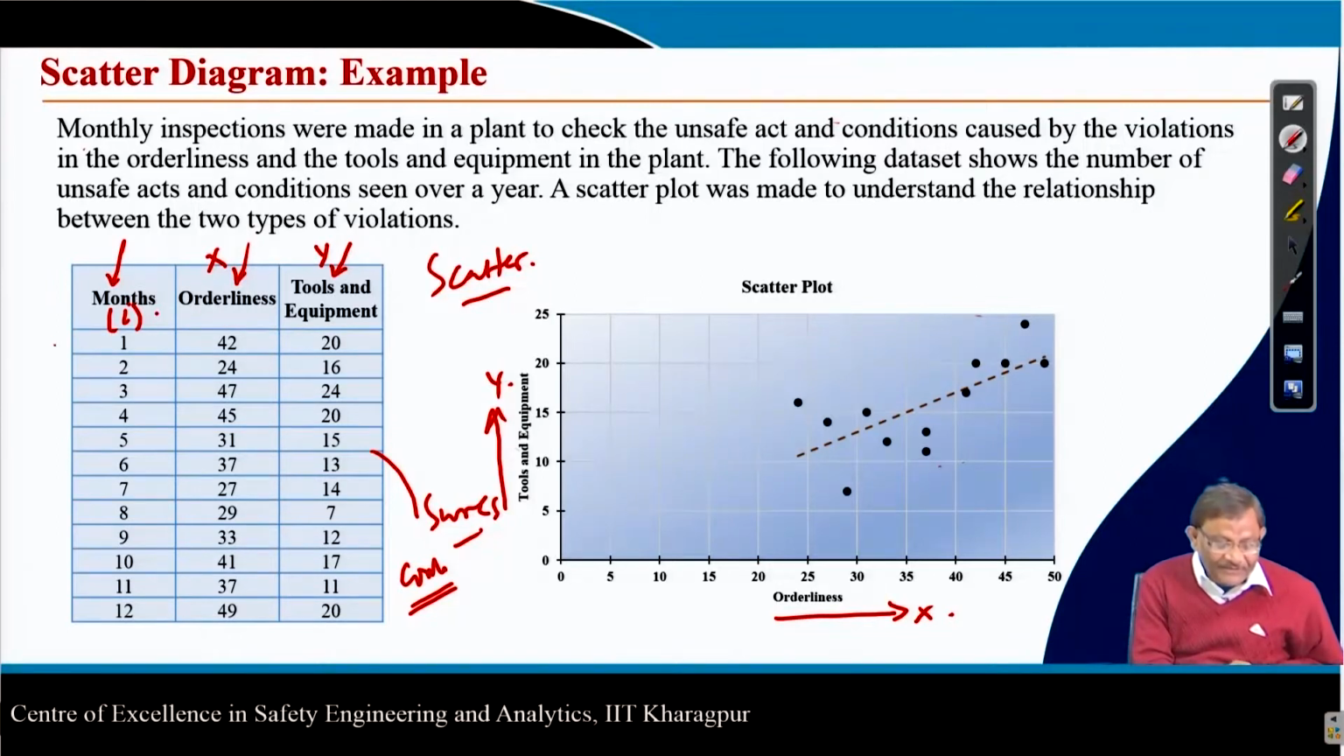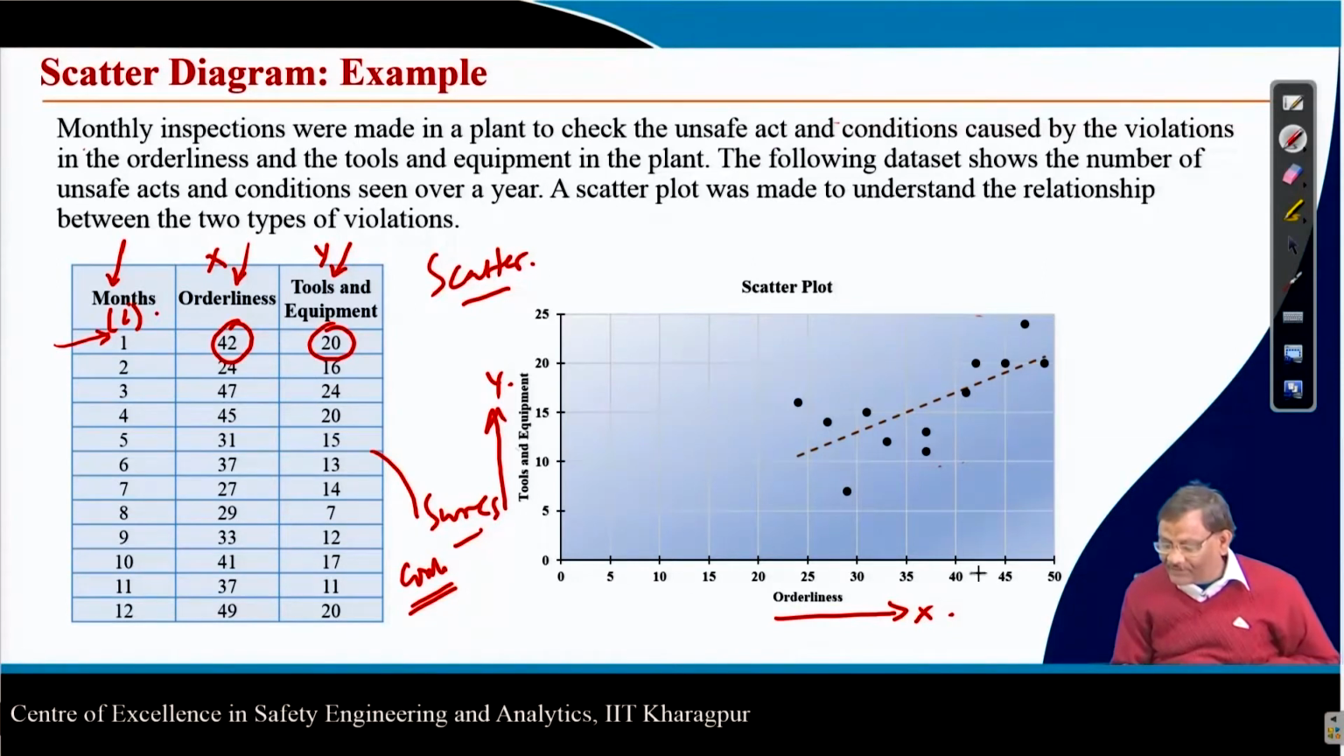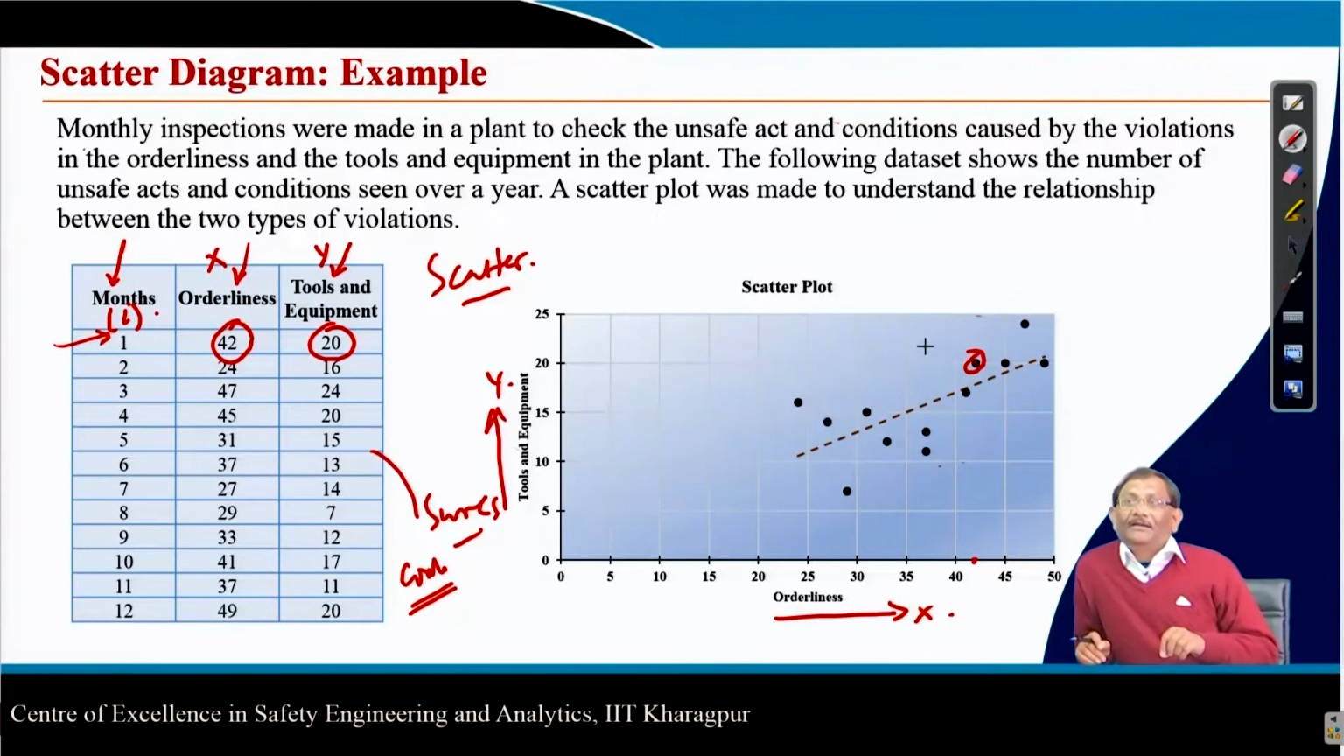You can see that first observation x is 42 and y is 20. So, come here somewhere, x is 42 here and y is 20 means somewhere here. So, I can say 20 means this one. So, this is the observation. So, you basically draw a graph kind of thing where the x axis has one variable's values, and the y axis represents another variable's values.